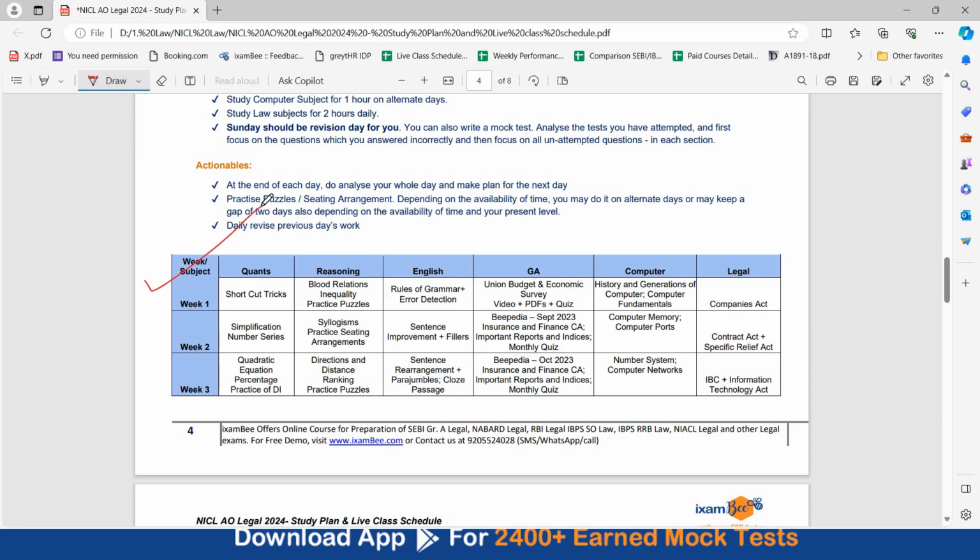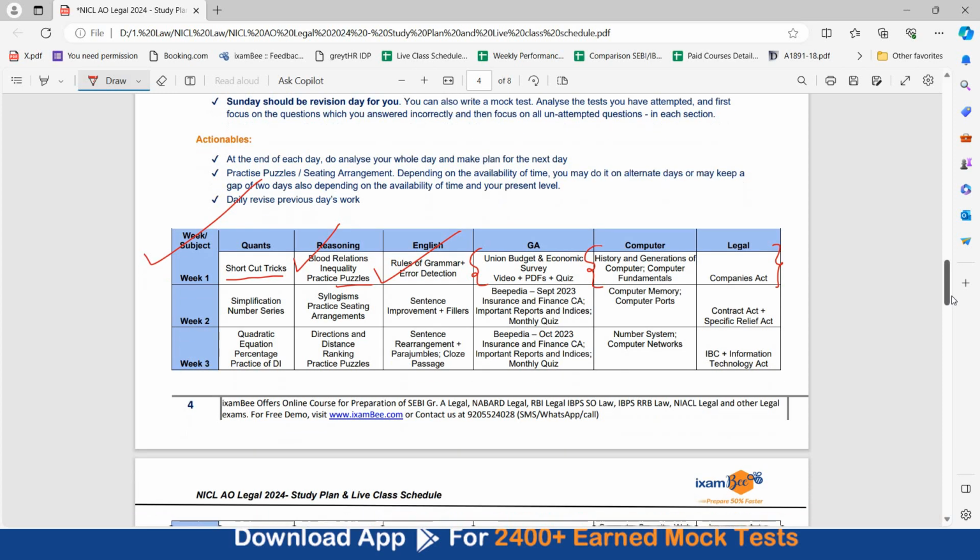Here, this is the study plan which you can follow if you are self-studying. In week 1, complete shortcut tricks of quant. In reasoning, complete blood relations and inequality and start practicing puzzles, easy level puzzles. In English, go for rules of grammar and error detection. Then for GA, go through Union Budget, Economic Survey videos and PDF. In computer, you can go through these topics and start Companies Act in the legal part. So if you're self-studying, you can use this study plan.